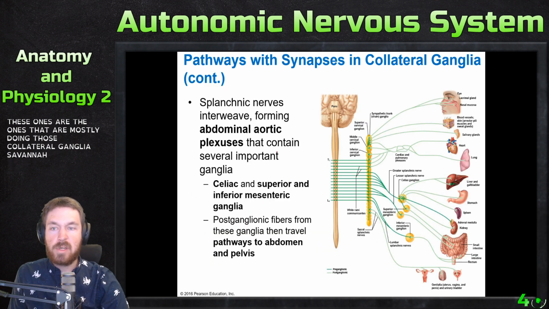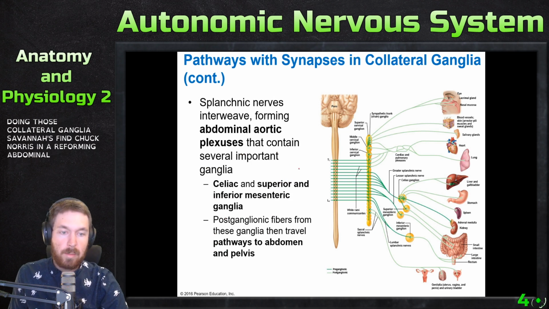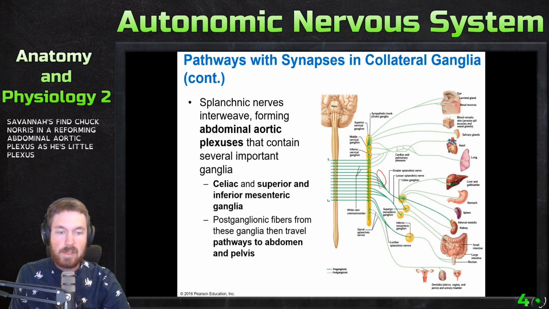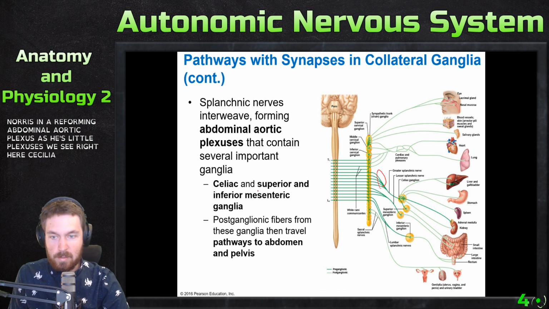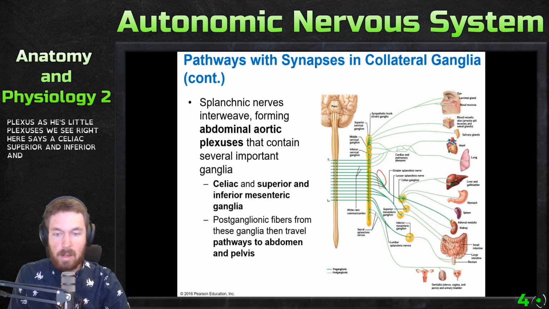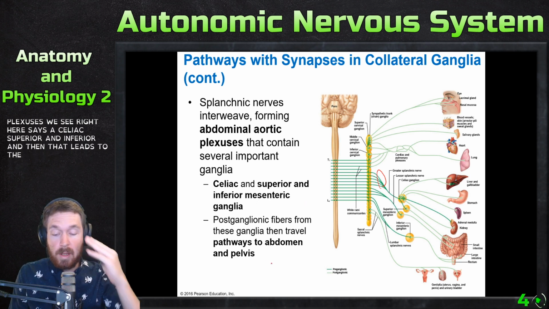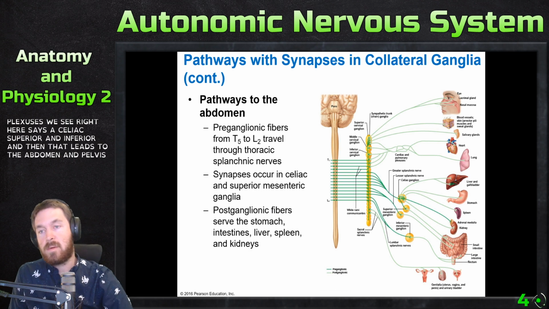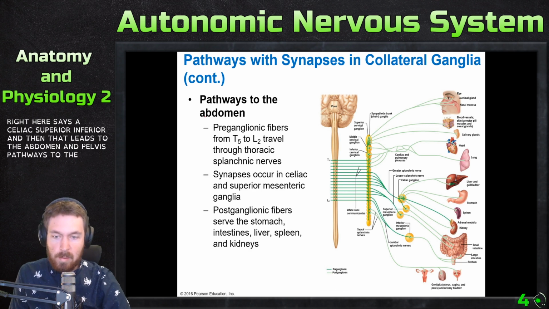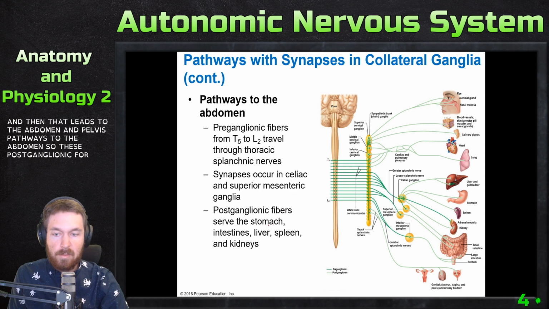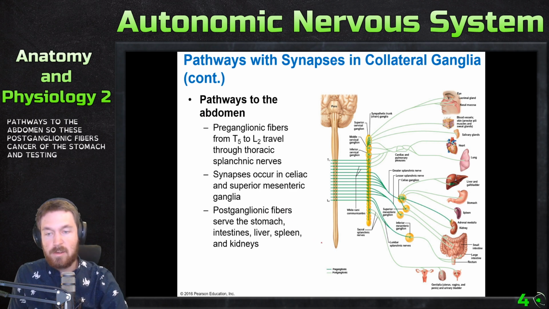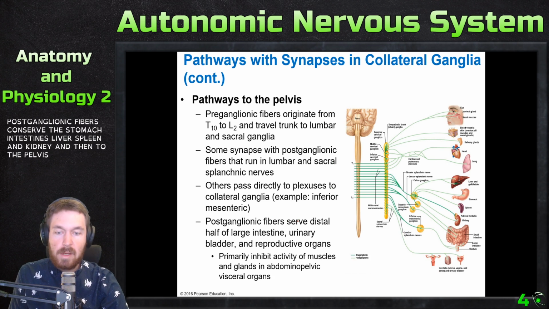So then splanchnic nerves interweave, forming abdominal aortic plexuses. That's these little plexuses we see right here. There's a celiac, superior and inferior, and then that leads to the abdomen and pelvis. Then pathways to the abdomen. These postganglionic fibers can serve the stomach, intestines, liver, spleen, and kidney. And then to the pelvis.